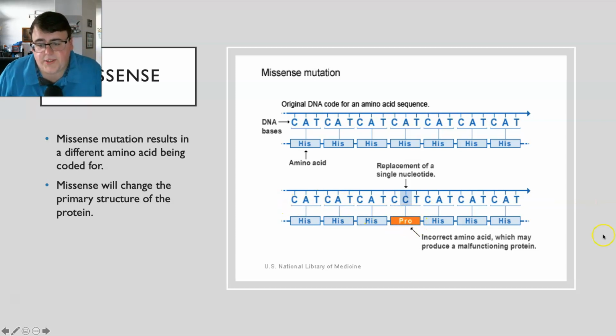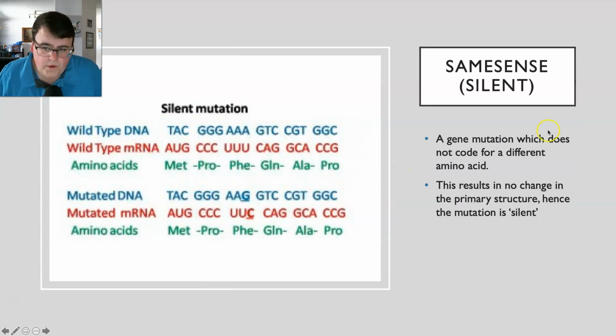This entire protein's primary structure has changed because of that one amino acid swap, which is going to cause a change in the secondary, tertiary, and quaternary structures. So, missense generally is only a change in one codon, so this is generally going to be caused by substitution or inversion. We also have samesense mutations. So, these are still mutations, okay? They're a gene mutation in which the codon has changed, but the amino acid hasn't.